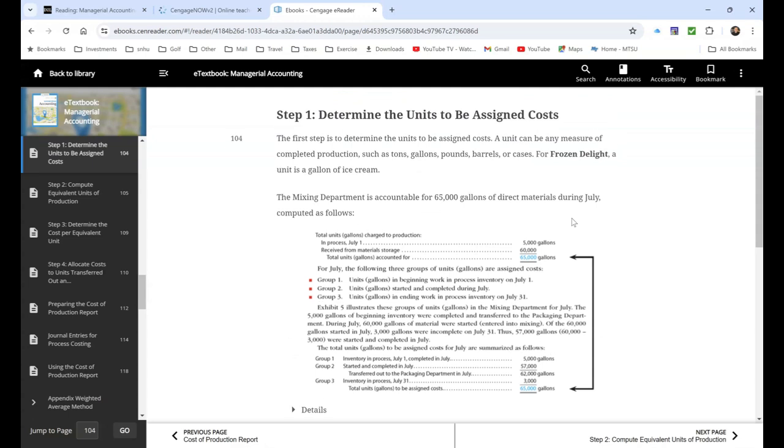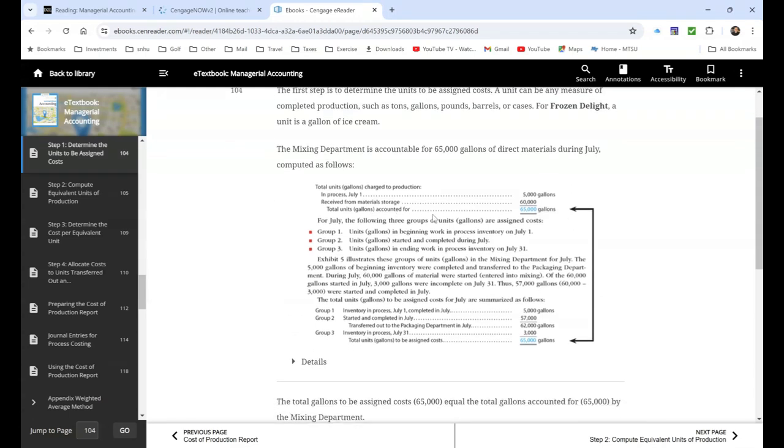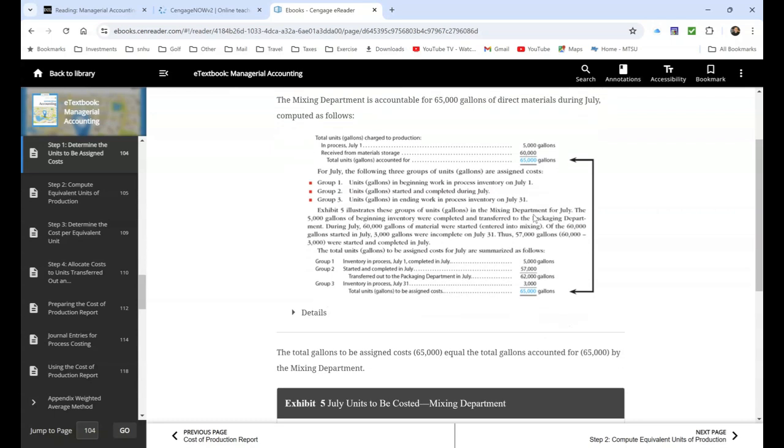All right. So we have total gallons of 65,000 gallons. But to determine, we have three groups. Group one is units in the beginning of working process. So that's really going to be, I'm thinking, 3,000 times, or 30% times 5,000. We have units started and completed during July. So they started, they're done, they're out the door. And then we have units that we started but did not complete.